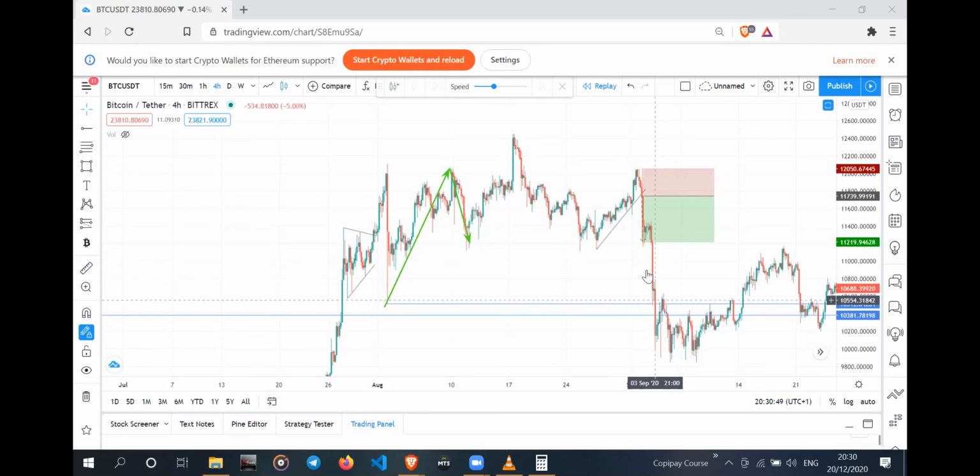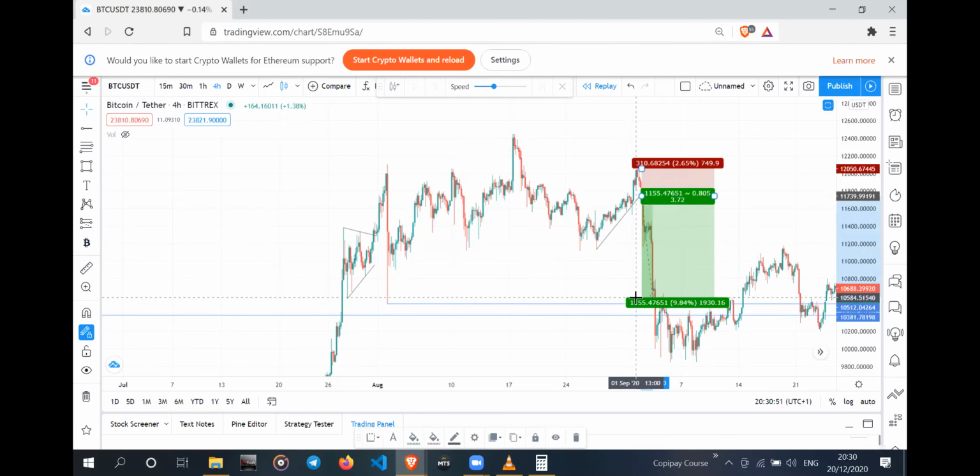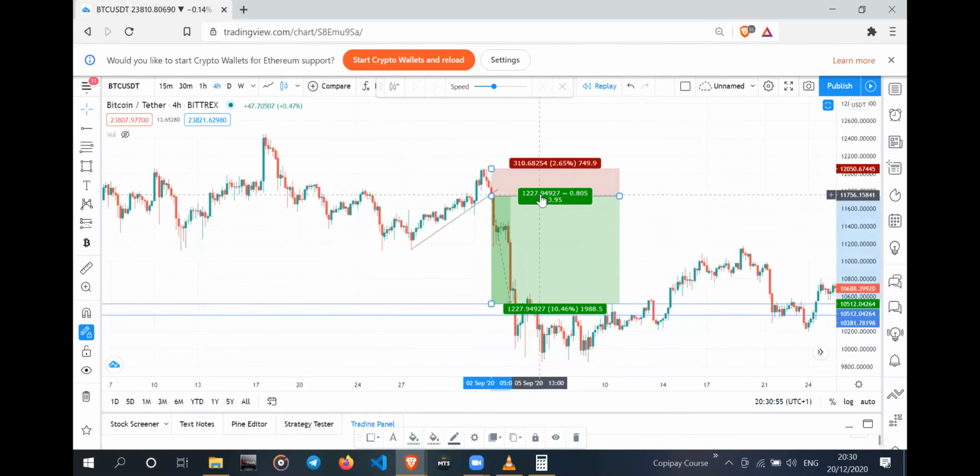And then what would have happened? What would have been our reward on that trade? That's 3.95, if we had gotten that and all went according to plan.